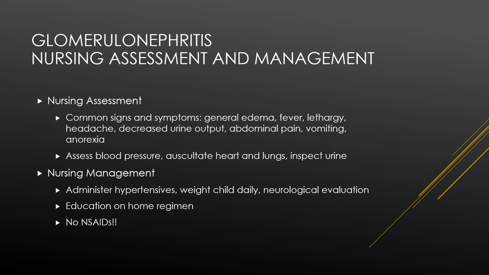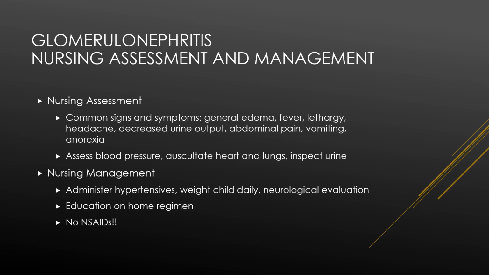We also need to make sure we're assessing blood pressure. We're auscultating heart sounds for any gallops and lung sounds for crackles. We'll also look at urine for any gross hematuria. You might hear them say with glomerulonephritis, they have cola-colored urine or tea-colored urine because of all of the blood, that gross hematuria that is occurring.